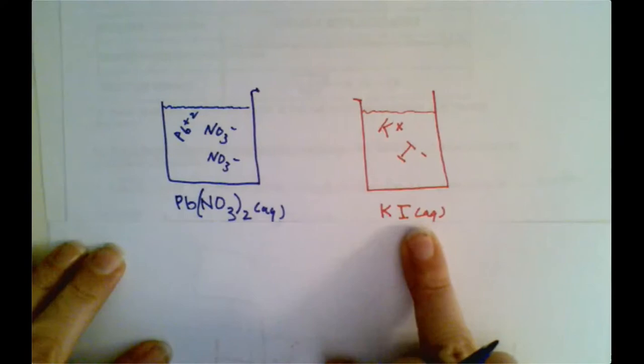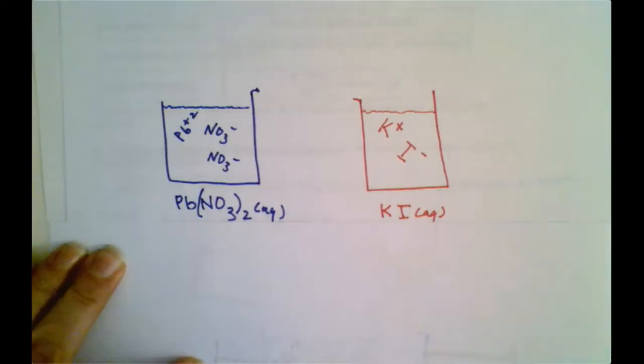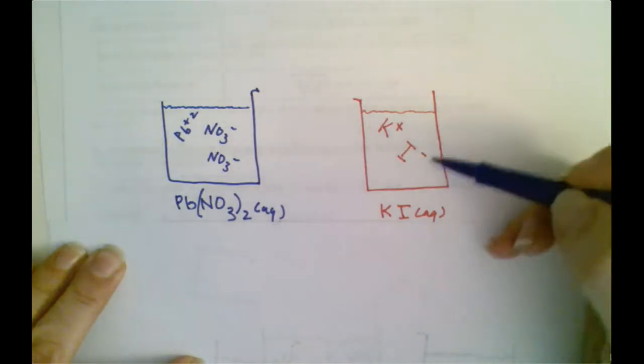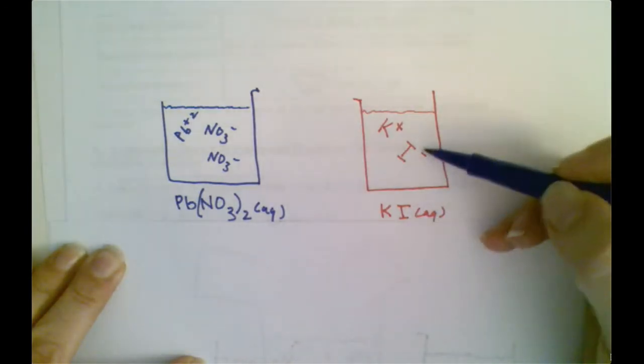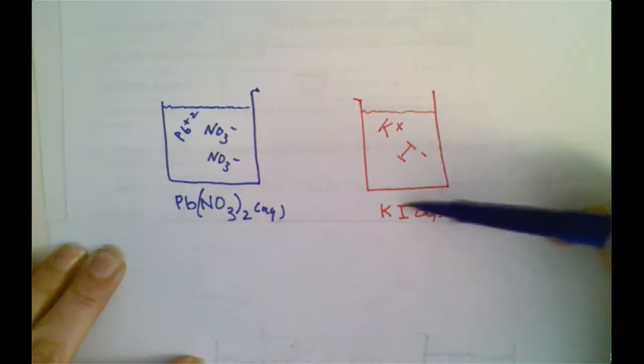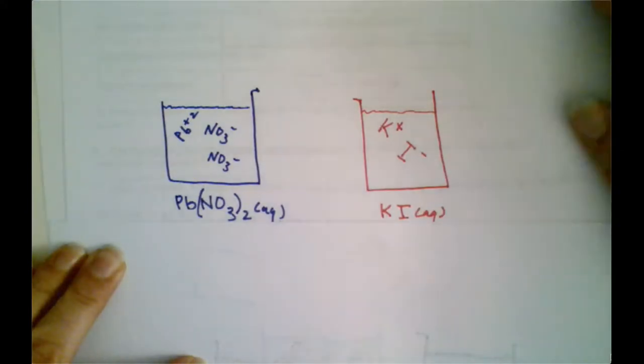Over here, we have aqueous potassium iodide. So you have some potassium ions floating around with their charge, and you have some iodide ions floating around. Remember that iodide is an ion, not a diatomic molecule. Ions are different than diatomic molecules. So you might confuse that with one of your Hofbrinkels, but as an ion, it is not diatomic.